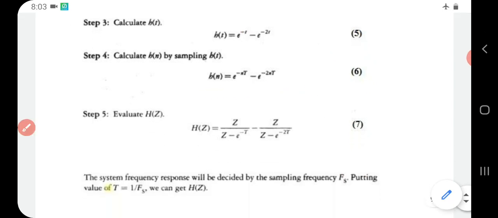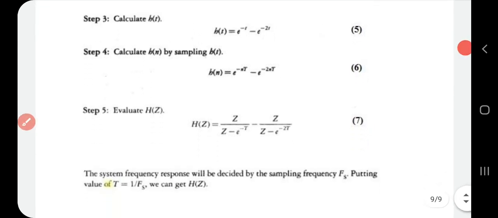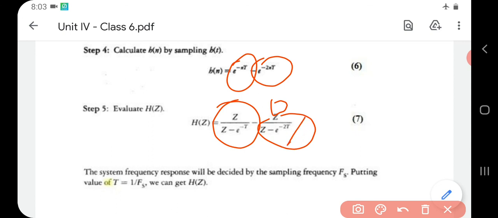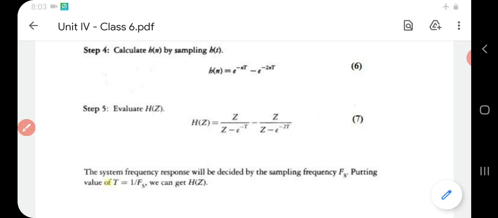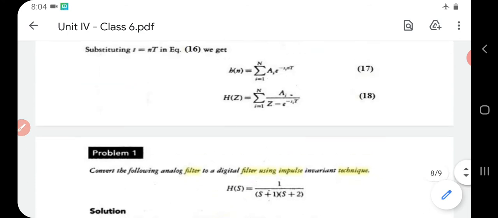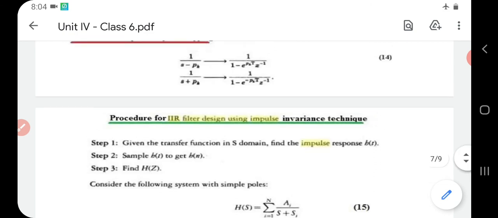Now we are evaluating z. The first term in terms of z transform will be z by z minus e raised to minus t, and here there is a 2, so z by z minus e raised to minus 2t. This is how it is obtained. There is no need to study this problem in detail, it is just for your information. These steps I think you can study.